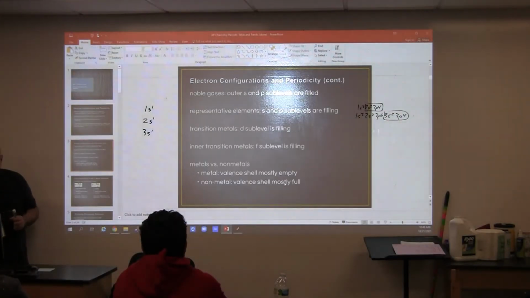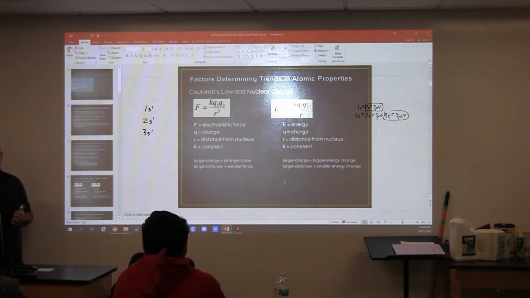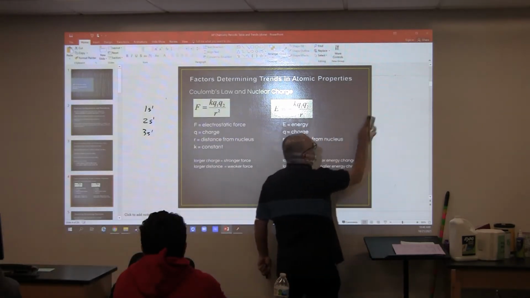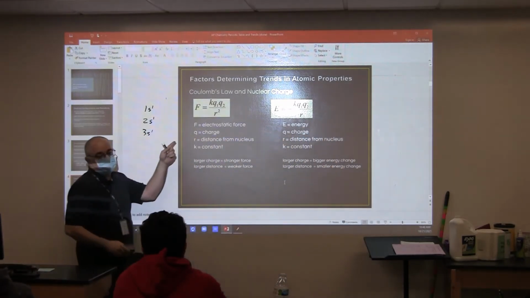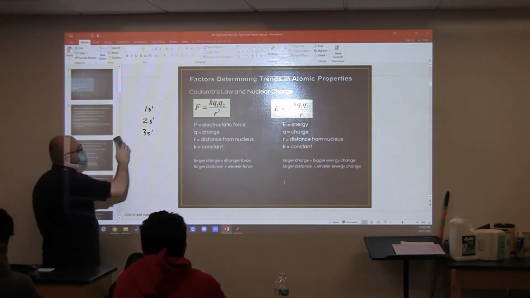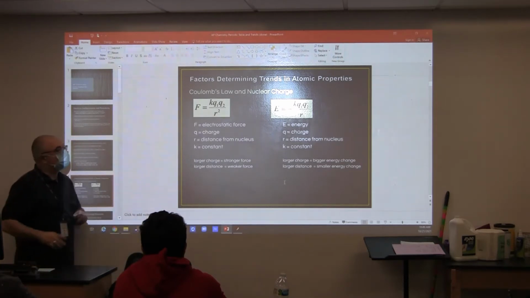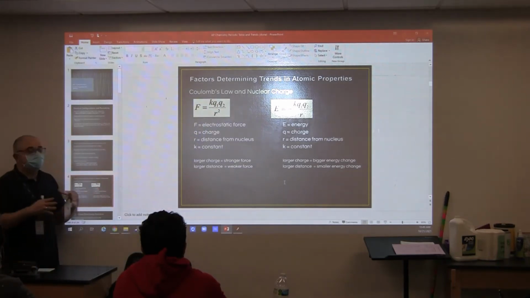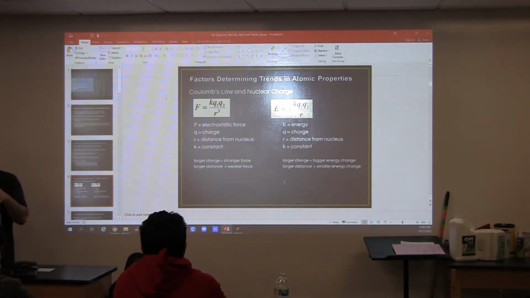Next, let me skip ahead. We want to understand a little bit of physics. Some of you may have seen this before. Many of you may have not, but it doesn't matter. We're not going to do any math with this. It's purely conceptual. If you look at what is called Coulomb's law, you need to know this because this is one of the big arguments you make to justify the periodic trend. Coulomb's law describes the force of attraction or repulsion between electrical charges.